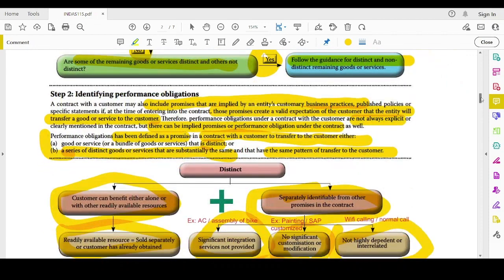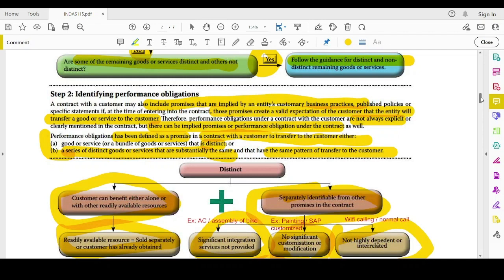Now, moving on to step 2, identifying the performance obligation. A contract has promises that may be implied by business customary practices, or published policies, or specific statements given by the entity at the time of entering into a contract. Performance obligations are those which create a valid expectation of the customer when entering into a contract.